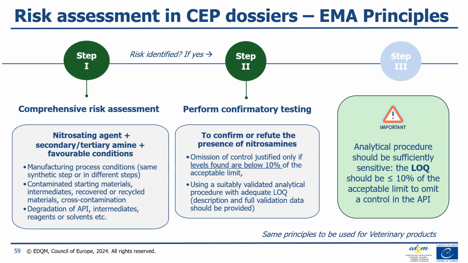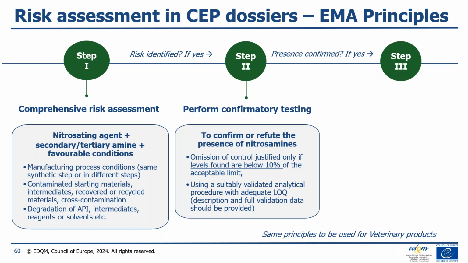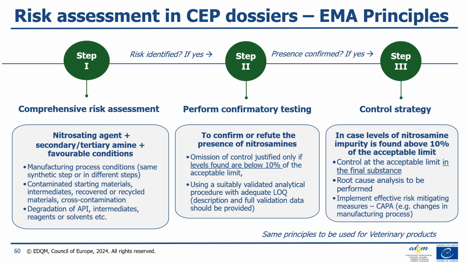So then, if the presence of your nitrosamine is confirmed, which means if it is present above 10% of its limit, then you should propose a control strategy. In this case, we do expect a control at the acceptable limit to be implemented in the specification of the final substance. We also do expect further root cause analysis to be performed and also, where relevant, to implement some corrective actions throughout your manufacturing process.